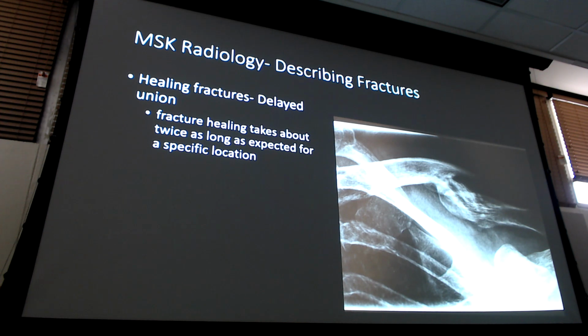Here's a delayed union. So this is a fracture that's taking about twice as long as normal to heal. Okay? That's a definition type thing. I'm not getting into time frames of how long it's supposed to heal. You need to know the non-union, 6 to 9 months. That's a really long time. Most fractures are like 6 to 12 weeks. Ortho will get into that. But I want you to know that a delayed union is a fracture that takes twice as long to heal at a specific location because every bone's different. Right? And ortho will dive more into that.